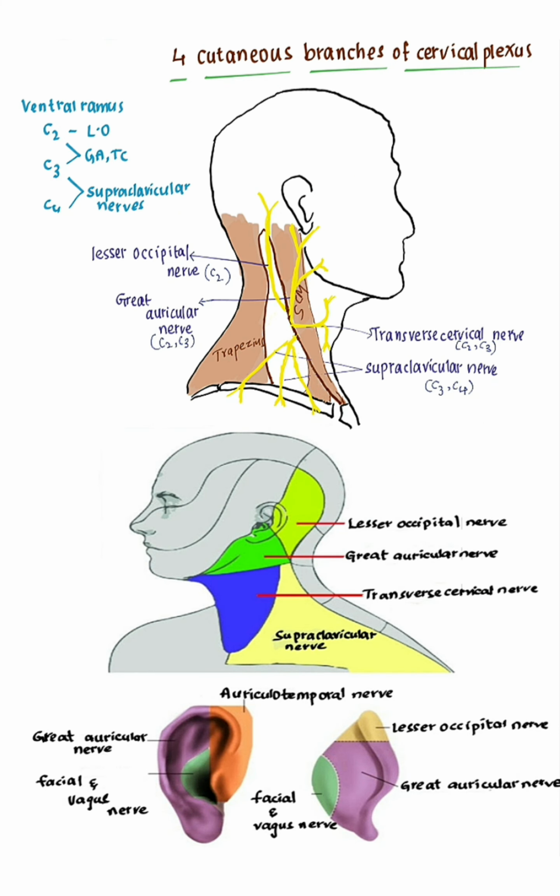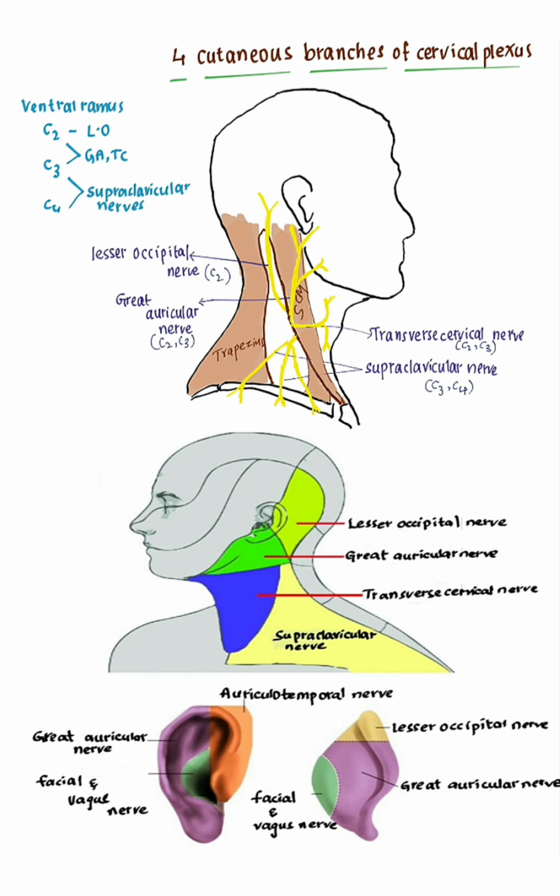Four cutaneous branches of the cervical plexus. They emerge at the middle or just above the middle of the posterior border of sternocleidomastoid. They pierce the roof of the posterior triangle of the neck. The four cutaneous branches are lesser occipital nerve, great auricular nerve, transverse cervical nerve, and supraclavicular nerve.